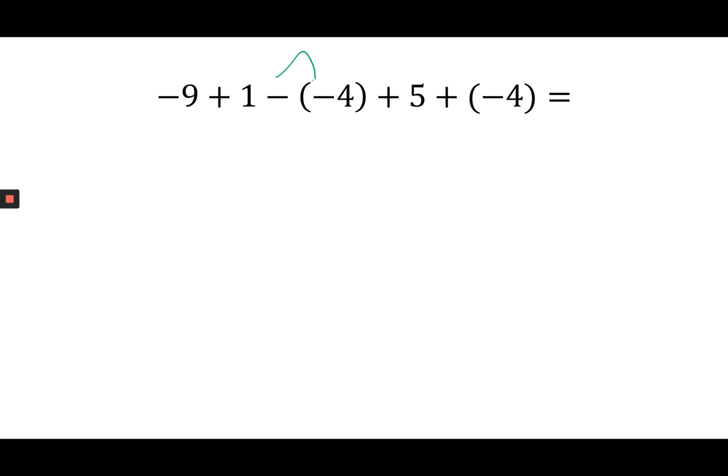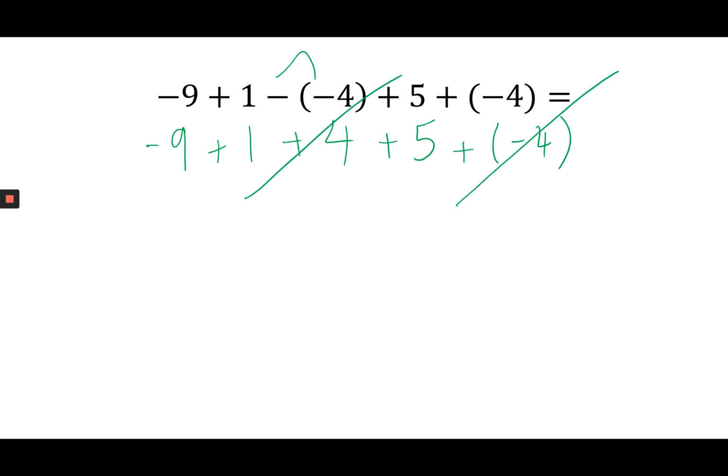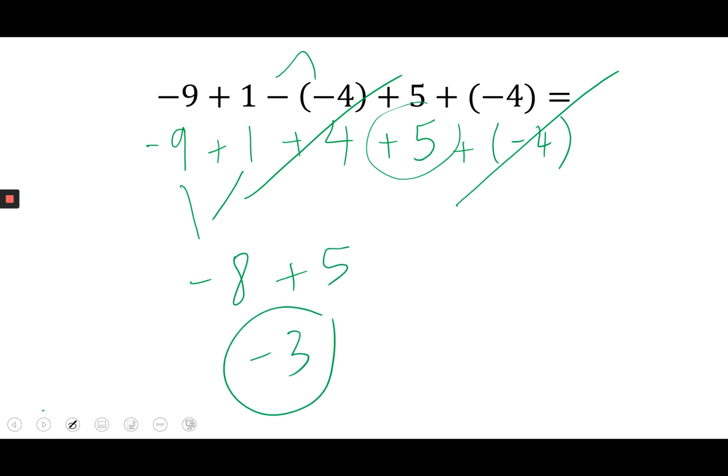First of all, I have this sign problem. Let's address this. Negative 9 plus 1 plus 4 plus 5. And then it's going to be what? Plus negative 4. And we know that positive 4 and negative 4 make 0. And negative 9 plus 1 here is negative 8. And I have here 5 plus 5. Negative 8 plus 5 is negative 3.